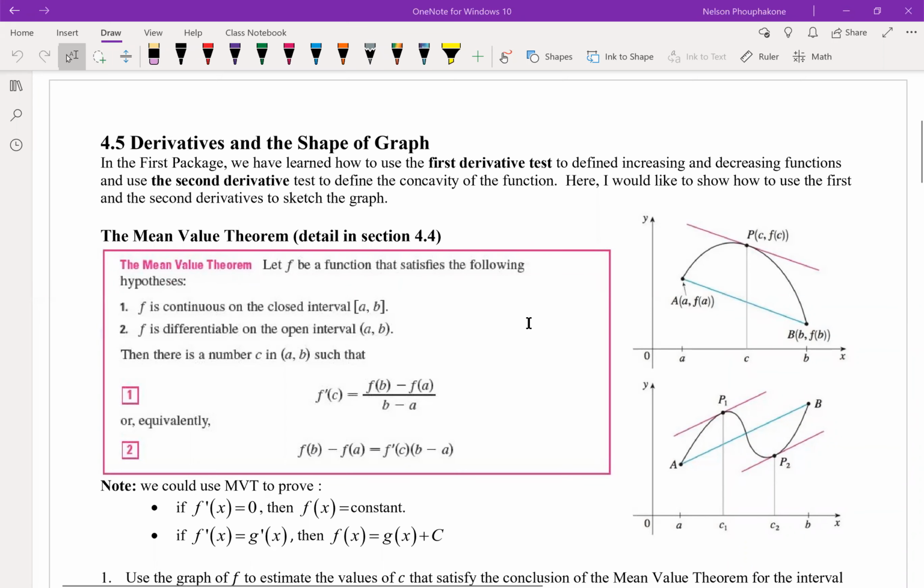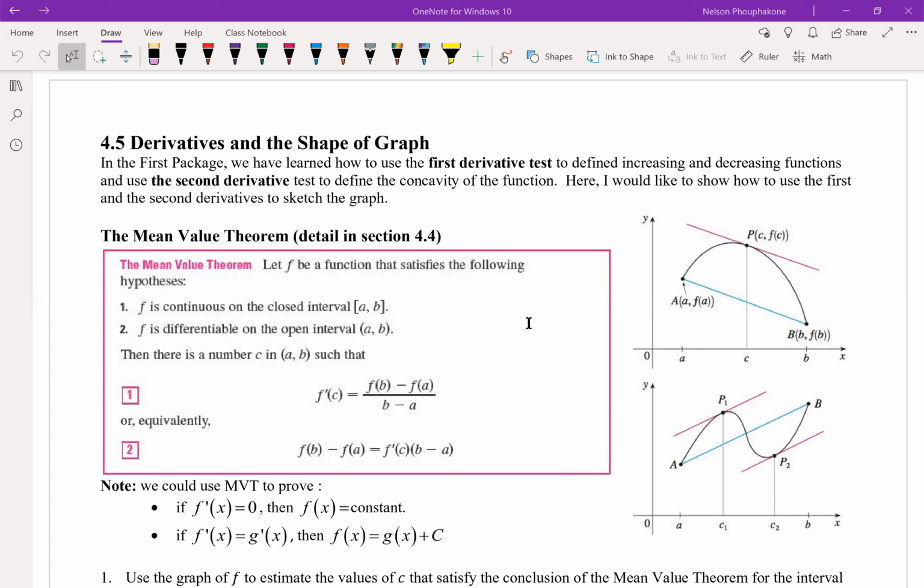Hi. In this lecture, I would like to finish up section 4.5, the derivative and the shape of the graph. Remember, in the first package, we learned how to use the first derivative to define increasing and decreasing functions and use the second derivative test to define the concavity of the functions. So this is related to the first package.